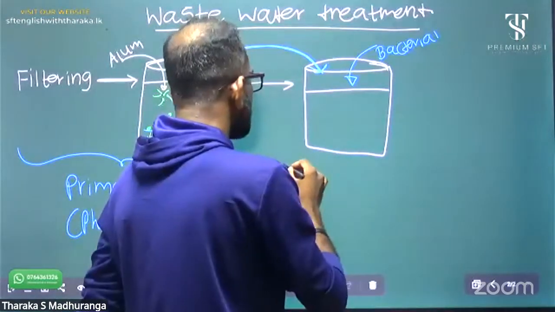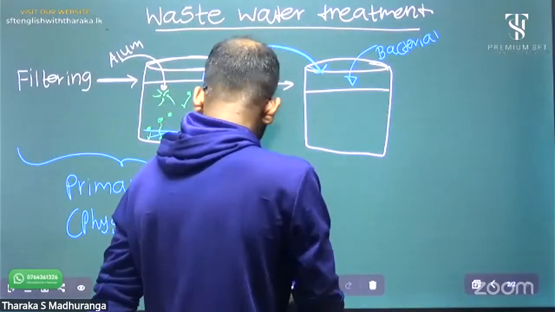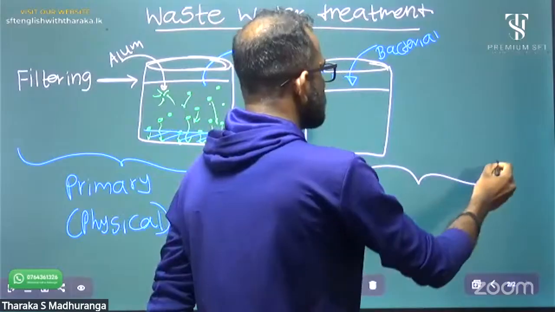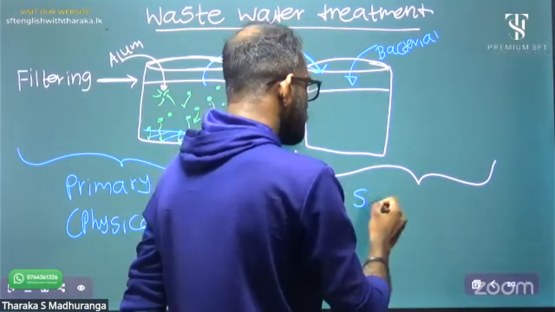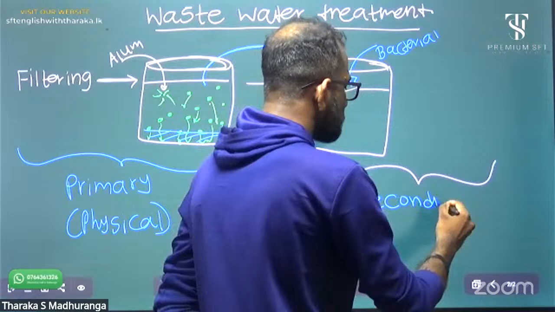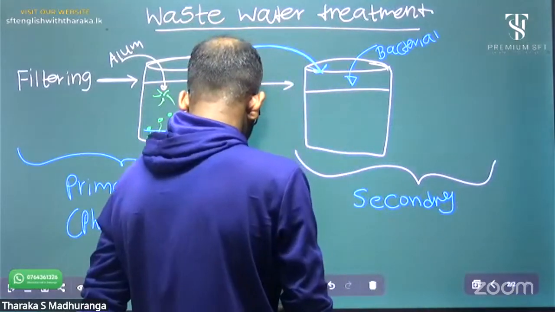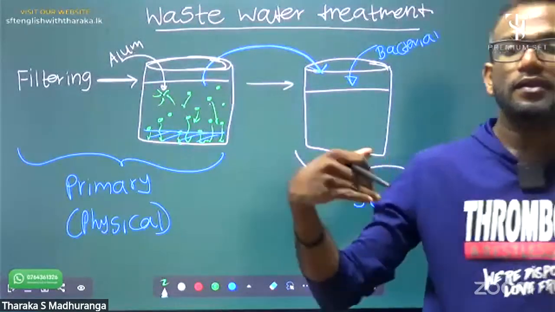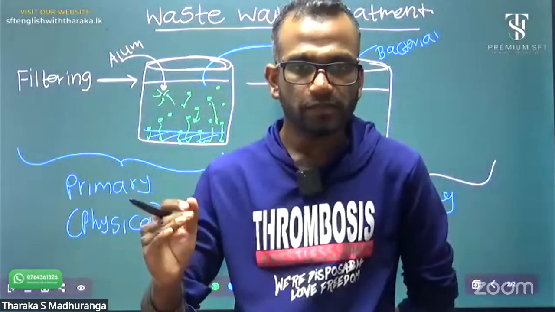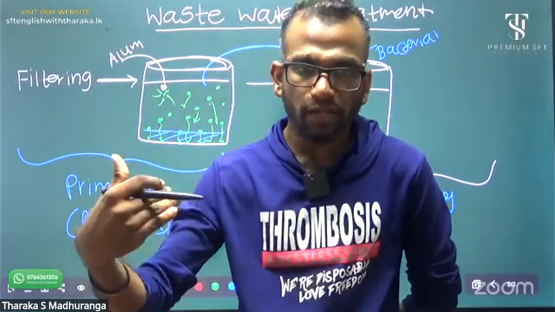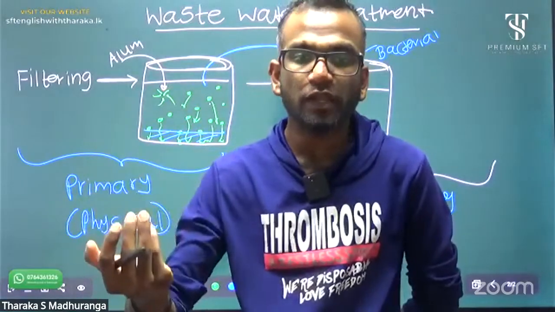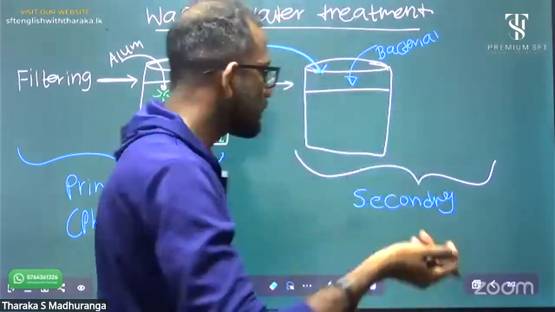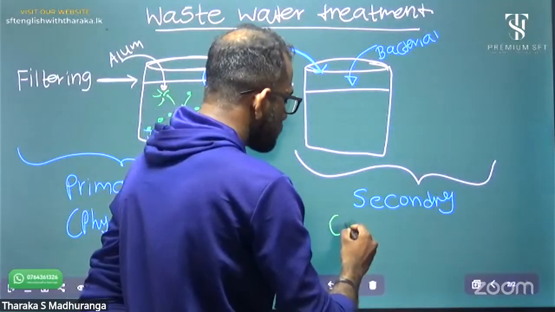That's the secondary. This part is the secondary treatment. What happened in secondary treatment? Soluble organic compounds are digested by the microorganisms. They depend on them, right? Microorganisms utilize these soluble organic compounds and convert them into insoluble organic compounds. It's a biological process.